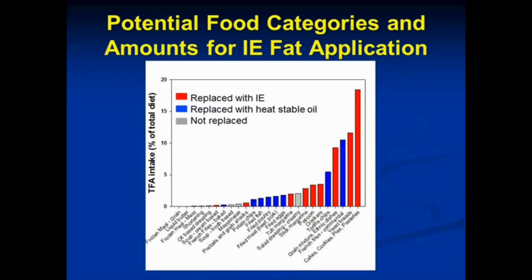And you can see the other blue bars here, the heat-stable oils: potato chips, fried fish, fried poultry, other fried products. That's where these heat-stable oils are going to become very important, and there's going to be a few products where there probably won't be replacement of trans fatty acids, but you can see that most of the baking products are going to be replaced with interesterified fats. So not all the trans are going to be replaced with interesterified fats, only a portion to provide that functionality.